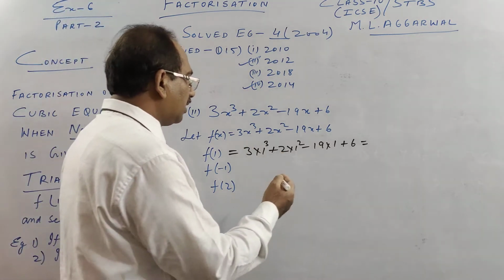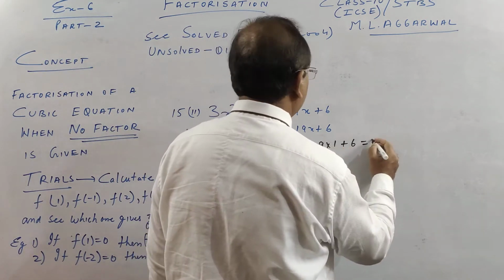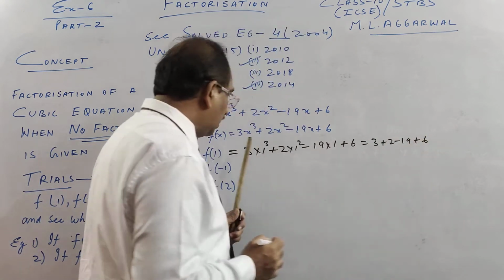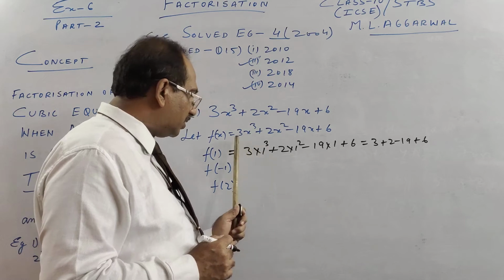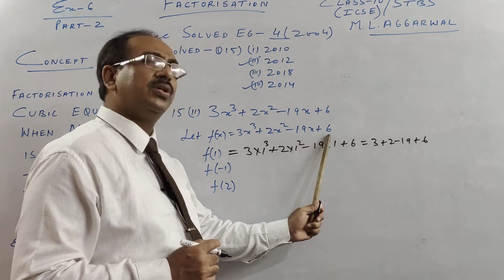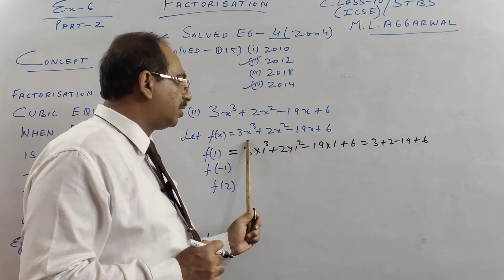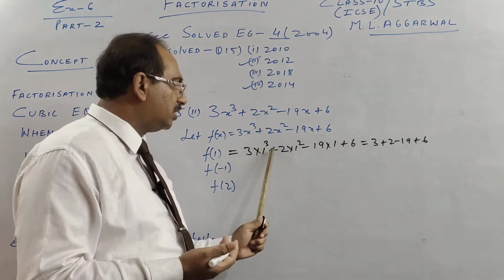Here is what we get, let me do it, then I'll tell you. We get 3 plus 2 minus 19 plus 6. Here you see one very shortcut method: all the x's are removed, only the coefficients of x cube, x square and so on remain, because 1 cube and 1 square are 1 only.